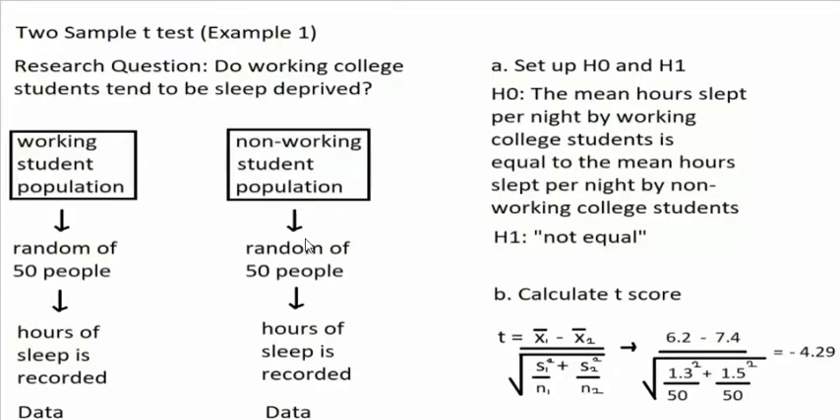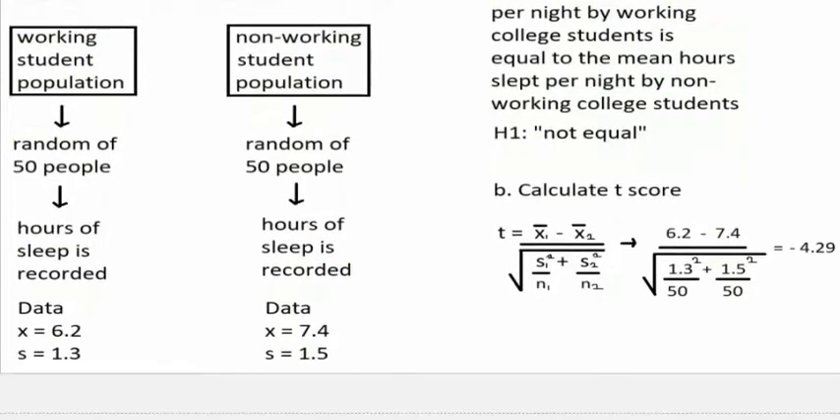Each of these 50 people is asked, how many hours of sleep do you get per night? And each of the 50 people in the other group is also asked, how many hours of sleep do you get per night? So both samples are surveyed, and these are the statistics from the data. This says x equals 6.2. This is the mean of the 50 selected working students. It should say x bar, but I forgot to put the bar right there. And s is standard deviation. So this is the standard deviation of the 50 working students.